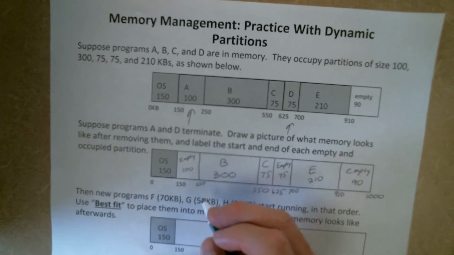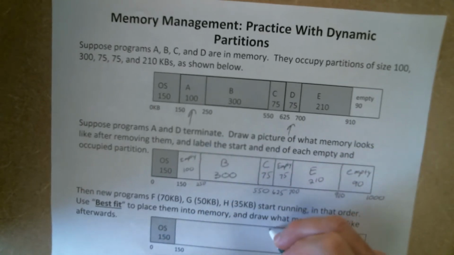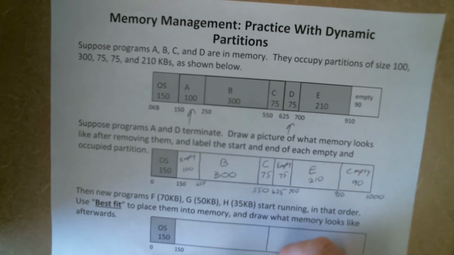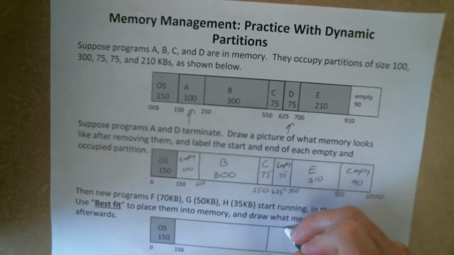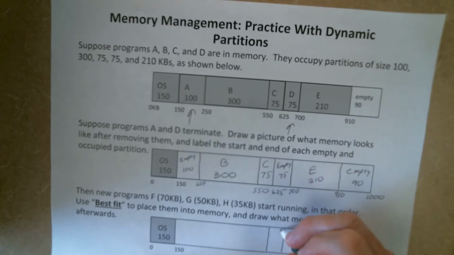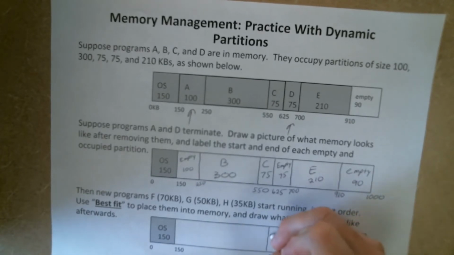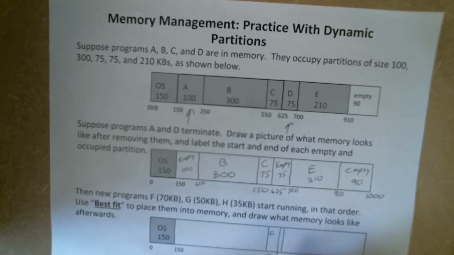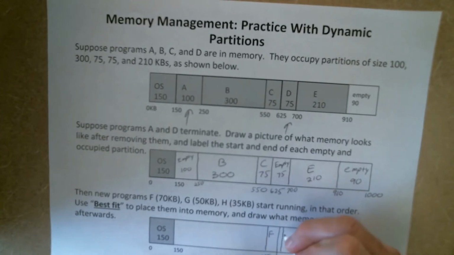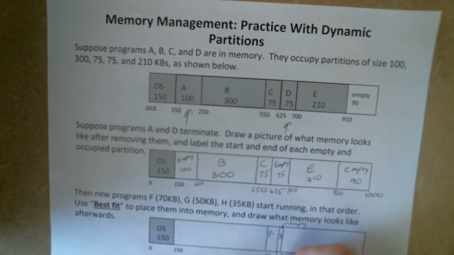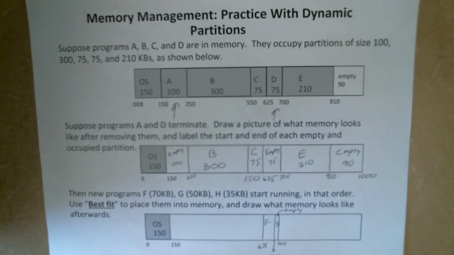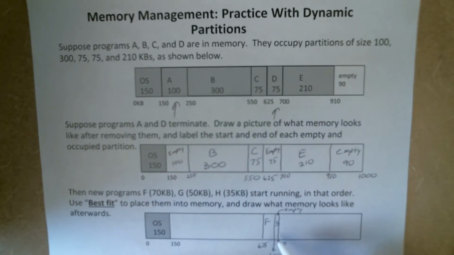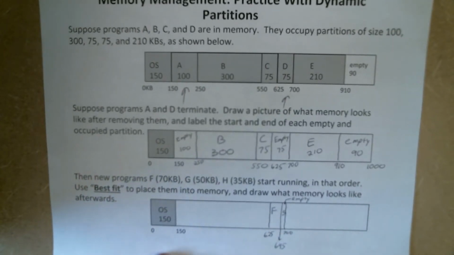Let's draw that right in here. We'll start right here. This was 625, and now we have a new one in here that's F. F is 70 kilobytes, so it goes from 625 to 695. Then we have a little bit of empty space right here, only 5 kilobytes, which brings us to 700. You're seeing the effects of best fit right away: it ends up creating a lot of these really tiny empty spaces that we usually can't use and get wasted.